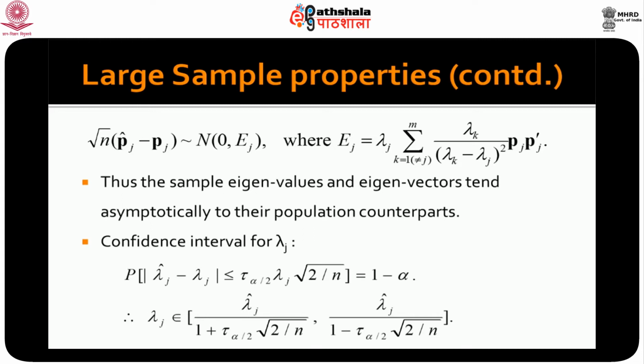So from this result we can see that the sample eigenvalues and the eigenvectors tend to the population eigenvalues and the eigenvectors for sufficiently large n, and hence we can say that the same happens for the principal components. So if you have sufficiently large n, then you can expect that the sample values would reflect very closely the population values.